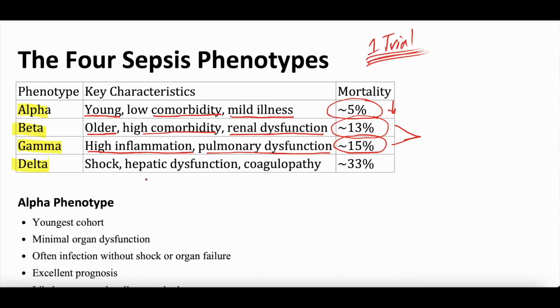And then delta were the sickest patients. These were patients in shock requiring vasopressors. They had a lot of liver dysfunction, a lot of coagulopathy, or microthrombi, blood clotting, bleeding derangement. And the mortality was the highest. It was about 33%. Okay, and they found that these phenotypes were repeatable. They could identify within those patients with sepsis that they were studying which one was alpha, beta, gamma, or delta.